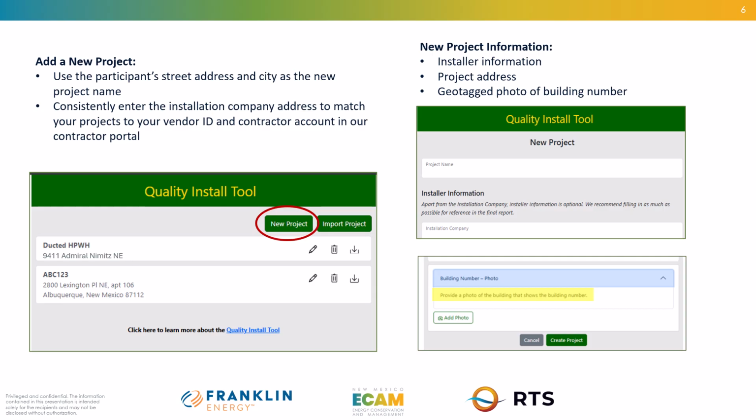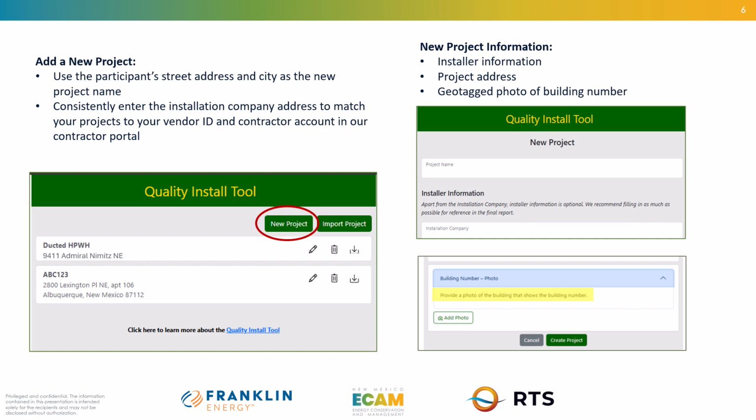Now you will add a new project in the DOE's Quality Install tool on your tablet or phone. Use the participant's street address and city as the new project name. Consistently enter the installation company address to match your projects to your vendor ID and contractor account in our Contractor ECAM portal.